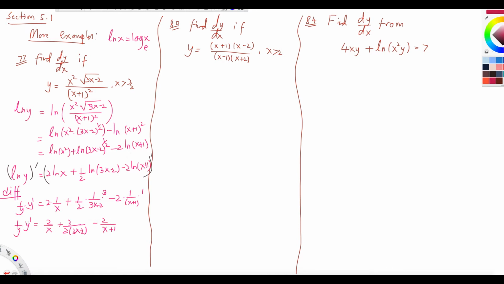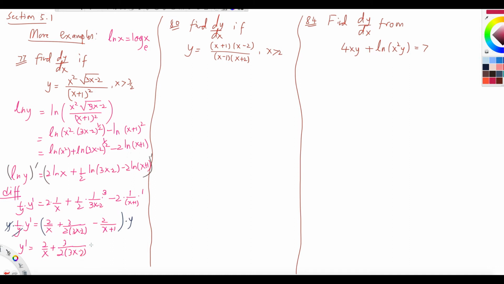Okay, guys. Now, what is y prime? You multiply both sides by y. You get y prime equals y times this, once you multiply both sides by y, you cancel that y with that y. So y prime equals this thing times y. So what do you get? You will get 2 over x plus 3 over 2 times (3x minus 2).